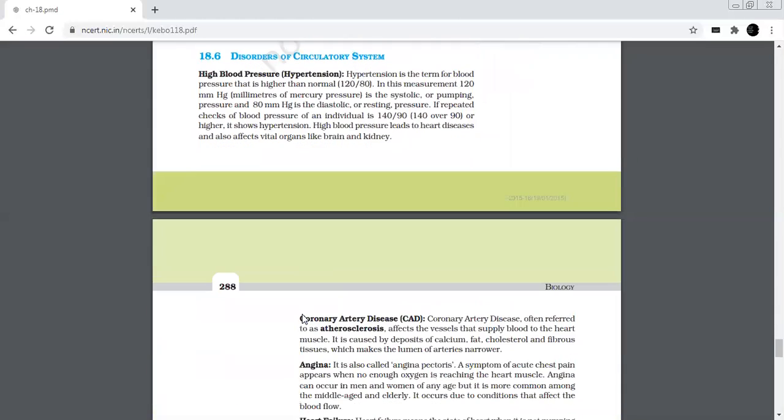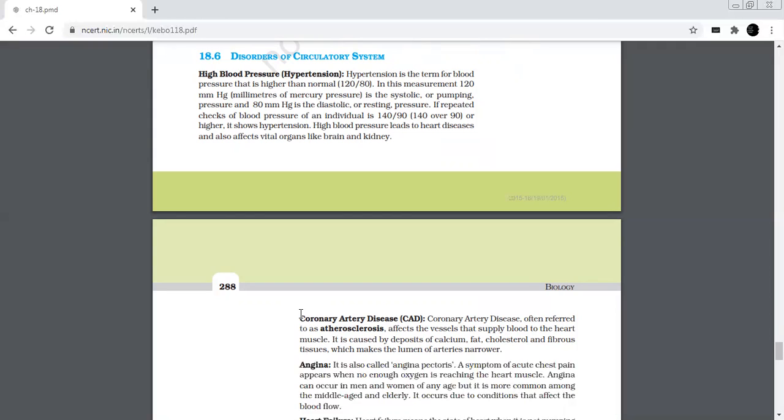Now let us talk about the disorders. The disorders of the heart lead to hypertension, that is high blood pressure, and coronary artery disease, which means the hardening of arteries and arterioles due to the thickening of fibrous tissues and the consequent loss of elasticity. Then heart failure, and angina also.